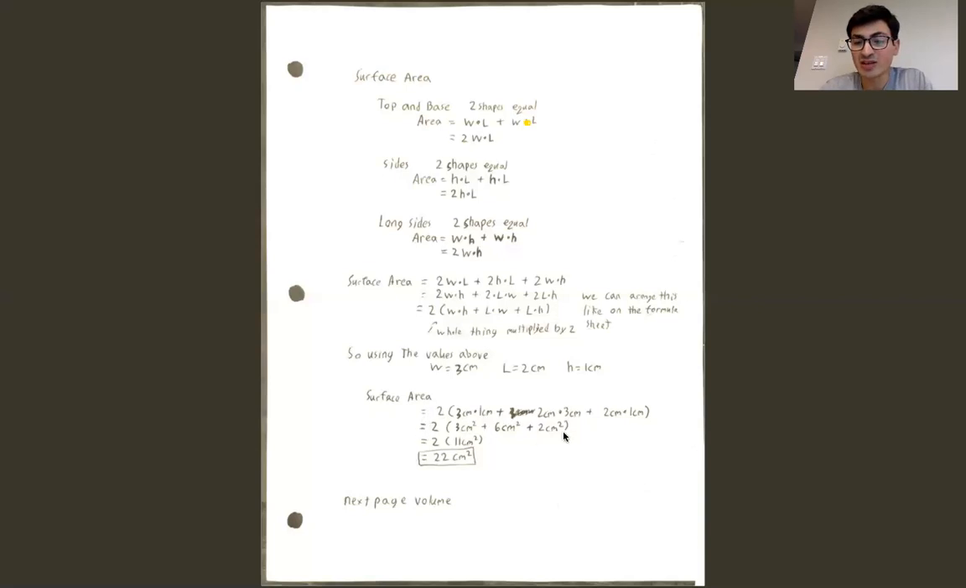So if we look at our second line here, we've done the calculation. We have 2 bracket times 3 centimeters squared plus 6 centimeters squared plus 2 centimeters squared. Now the centimeters squared is important. It's a good way to check to make sure you're doing it correctly.